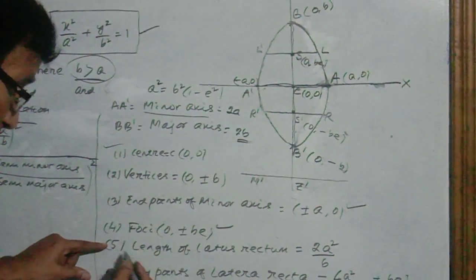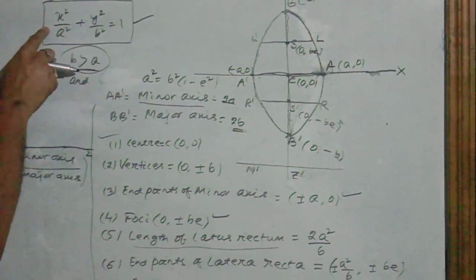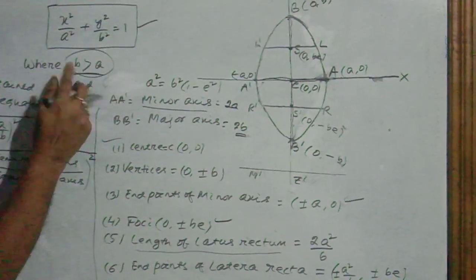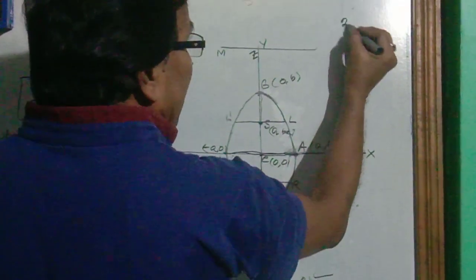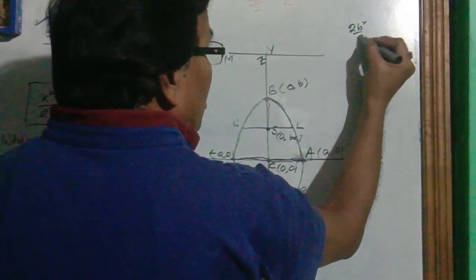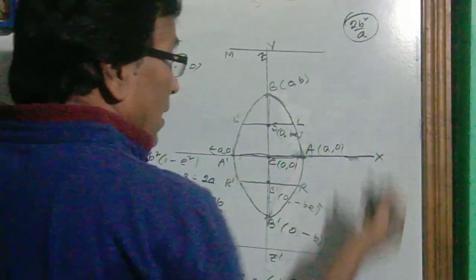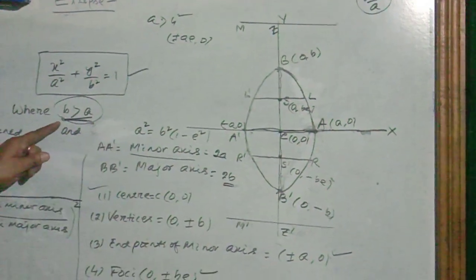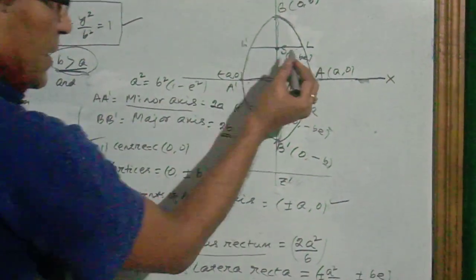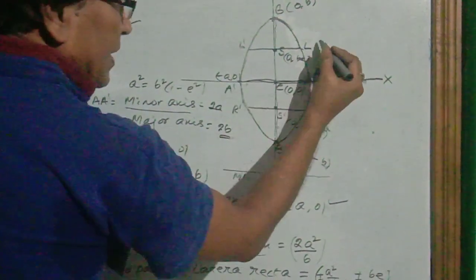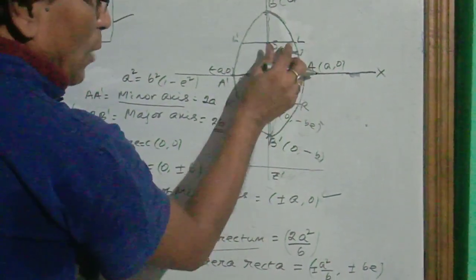Next we will find out the length of the latus rectum of the ellipse x square by a square plus y square by b square is equal to 1, where b is greater than a. In the previous case, we know that the length of the latus rectum was 2b square by a, where a is the major axis and b is the minor axis. But here b is greater than a, so the length of the latus rectum will be 2a square by b. That means L L dash has length 2a square by b, and L L dash is twice of LS.